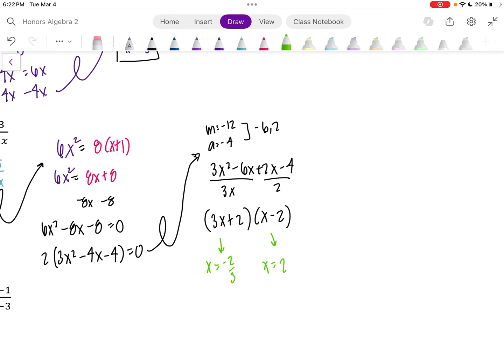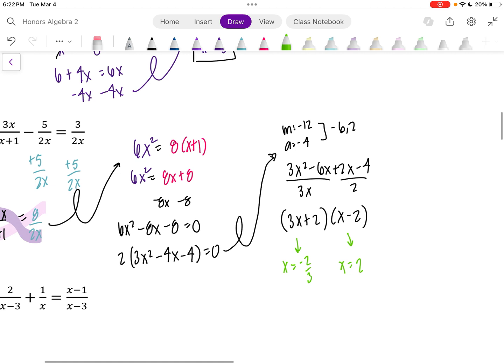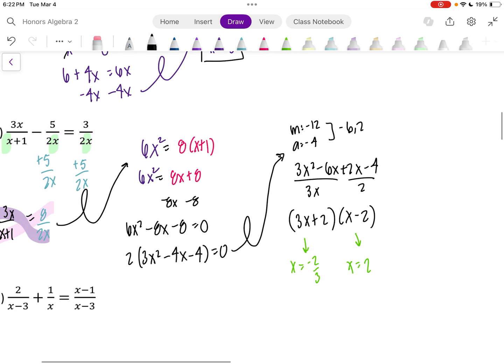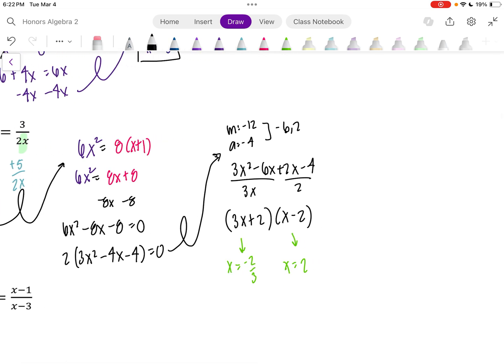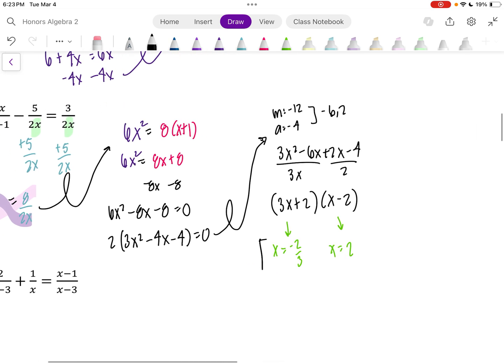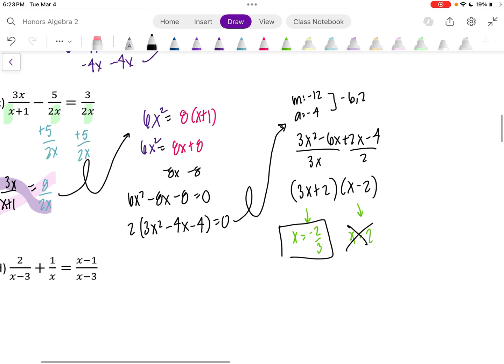If you were to plug those back in, you need to check your work. So not only can you not have a 0 in the denominator, you also need to plug them back in to make sure the fractions equal each other. So you would plug in that 2 and negative 2/3 to all of these x's to make sure it is a true statement. For time purposes on this video, I'm not going to do that, and my iPad is at 19%. But if you do all of that to check your work, you would see that negative 2/3 works, and then 2 is extraneous. It is a false statement.